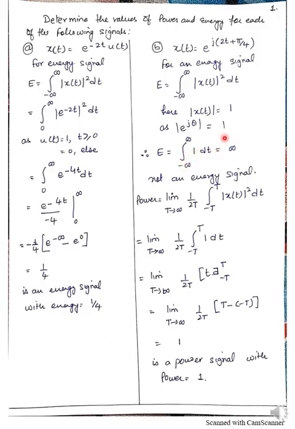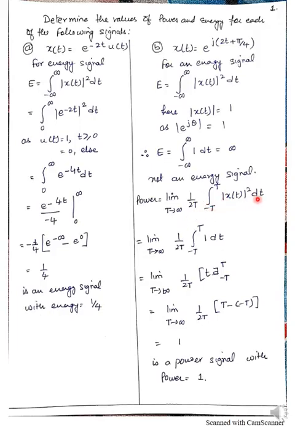Now when we use this amplitude to find the energy of the signal, it will be from minus infinite to infinite 1 dt. If we find the definite integration of this one, then it will be infinite. So therefore we can say this is not an energy signal. Now we will move to the next step. We will try to find out whether this signal is an energy signal, or if it's not an energy signal, then it will be a power signal.